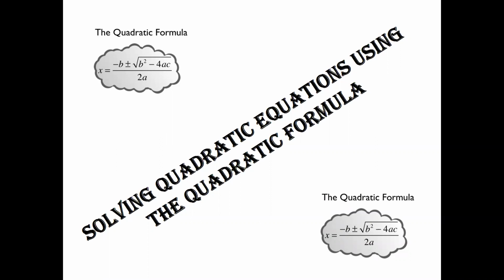This is the second lesson for day 5 for Algebra 2. For the second lesson, we're going to learn how to solve quadratic equations using the quadratic formula. The quadratic formula is there on your screen. x equals negative b plus or minus the square root of b squared minus 4ac, all divided by 2a.